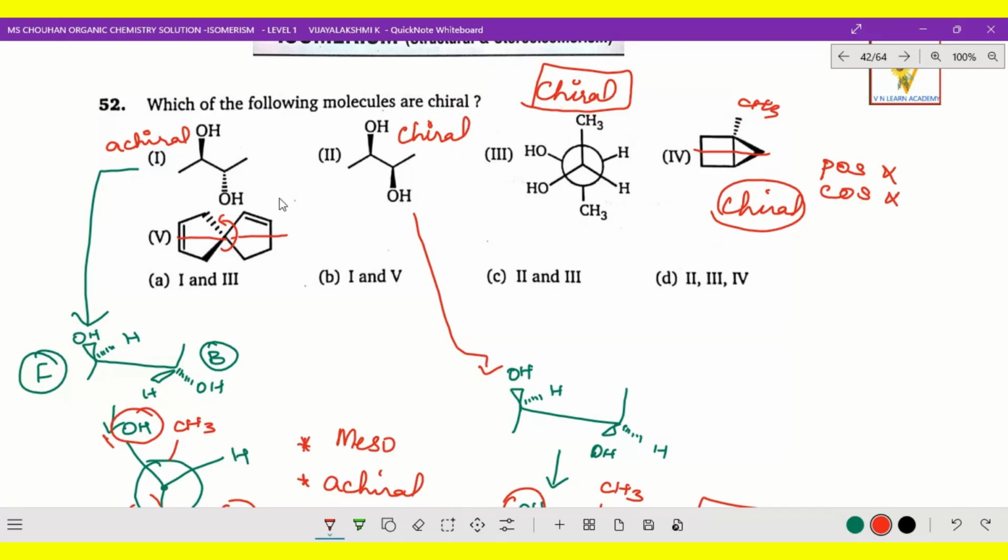Now when it comes to the normal way, you will get POS present, because it is an achiral molecule. When you turn this side, you are getting the straight form. So that means COS is also present, and this is achiral. Right. So the fifth compound is achiral, and the first compound is achiral. And which are the chiral molecules? That is second, third, and fourth. So option D is the correct option.